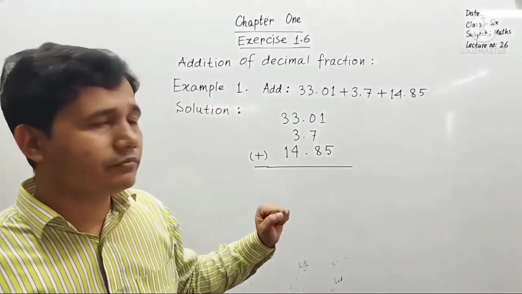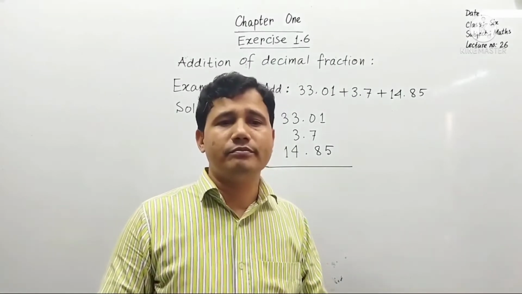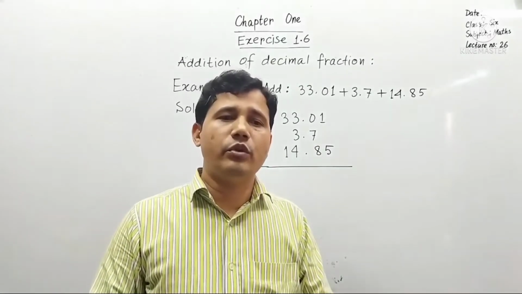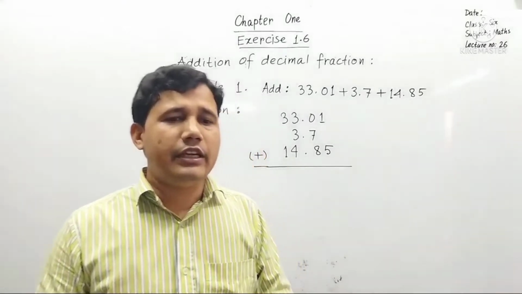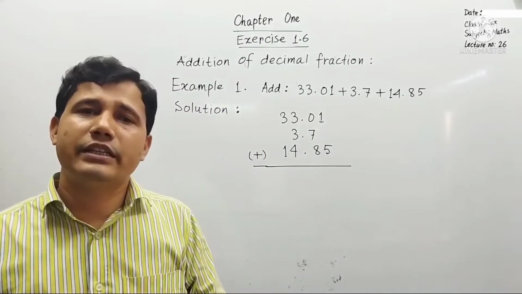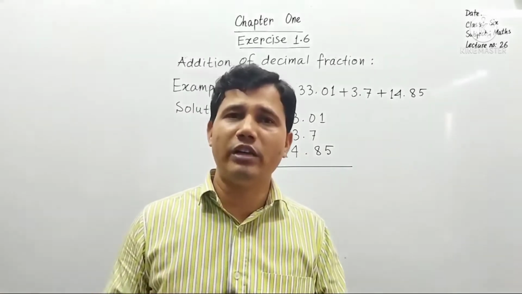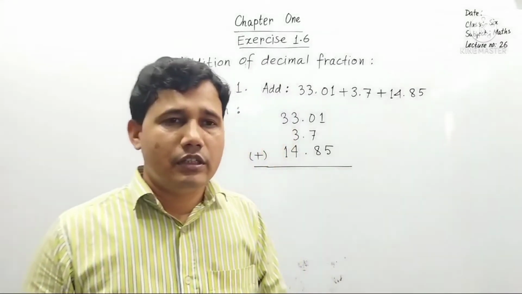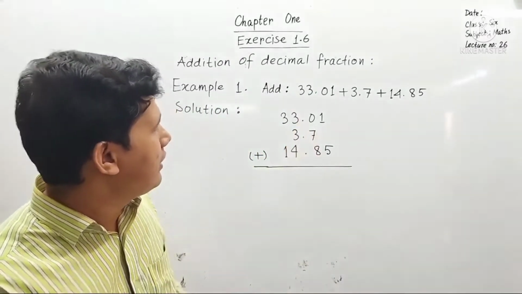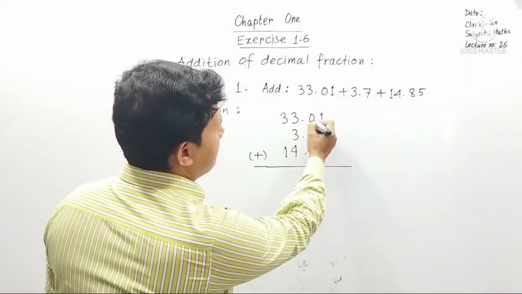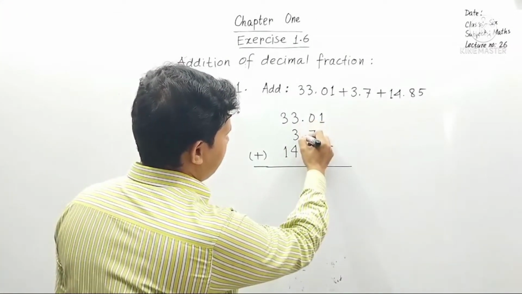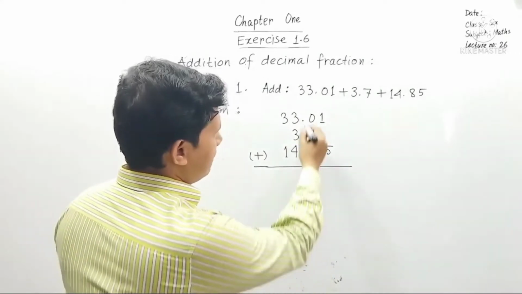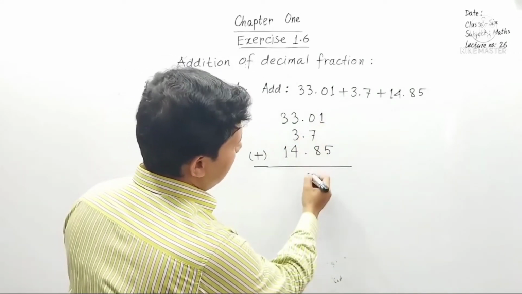In the solution, in case of addition of decimal numbers, we need to arrange them in such a way that the decimal points remain one below the other according to their position. In that way, we will arrange the numbers so that the decimal points are one below another. This way. Look, the decimal points are one below another.